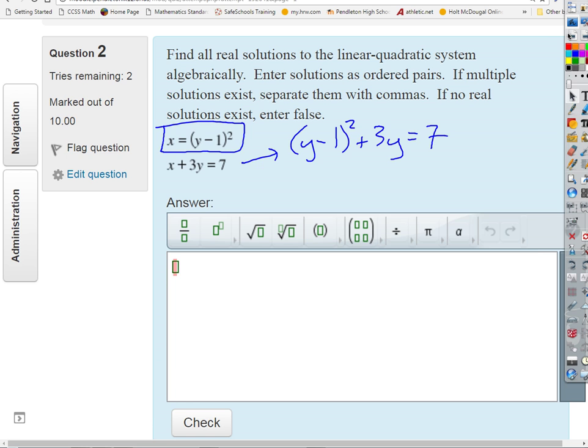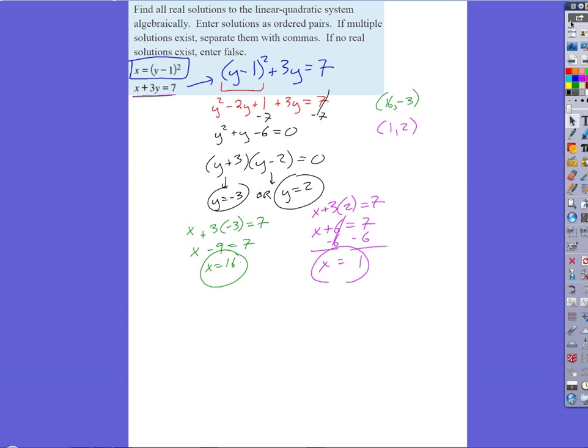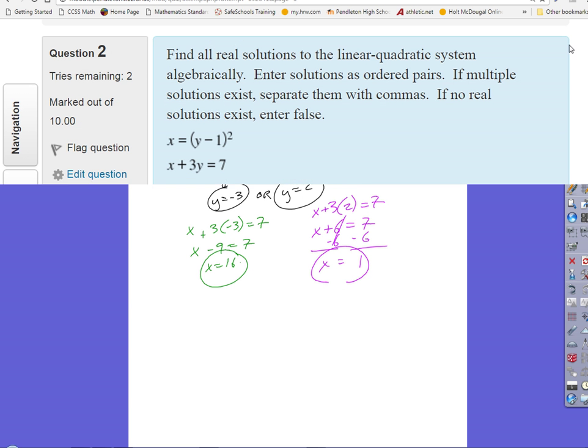Okay, so what were those again? 16, negative 3, and 1, 2.